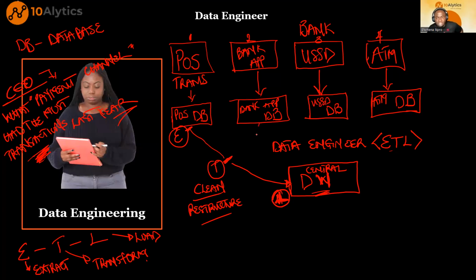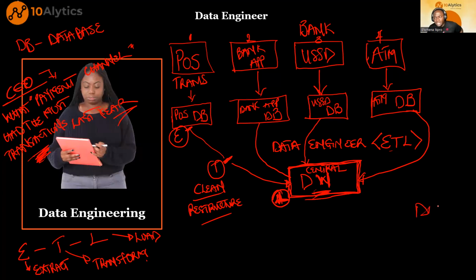Okay, you do the same thing for the back app. You do the same thing for the USSD database, and you do the same thing for the ATM. So you see all the data from all the 4 locations are now in one central location. All the data that used to exist in 4 different locations is now consolidated in one central location, which is called the data warehouse.